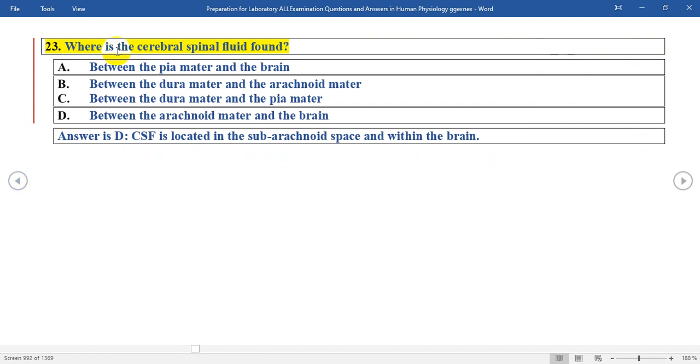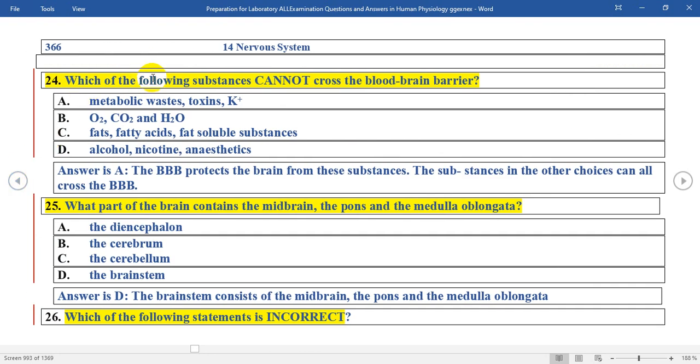23. Where is the cerebrospinal fluid found? Between the pia mater and the brain, between the dura mater and arachnoid mater, between the dura mater and pia mater, between the arachnoid mater and the brain. Answer is D. 24. Which of the following substances cannot cross the blood-brain barrier? Metabolic waste, toxins, potassium; O2, CO2, and H2O; fatty acids, fat-soluble substances, alcohol, nicotine, anesthetics. Answer is A.